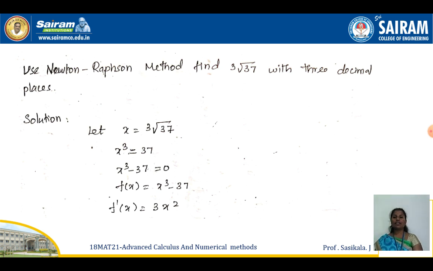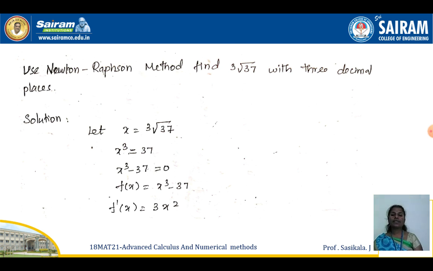As we have already seen the formula, we need to fix the initial value first to go for the iteration. First consider what x is, because I need a non-linear equation. Let x be equal to the cube root of 37, which we are considering. Now take the cube: x cube is equal to 37. Then take the 37 to the left side. It becomes x cube minus 37 equal to 0.